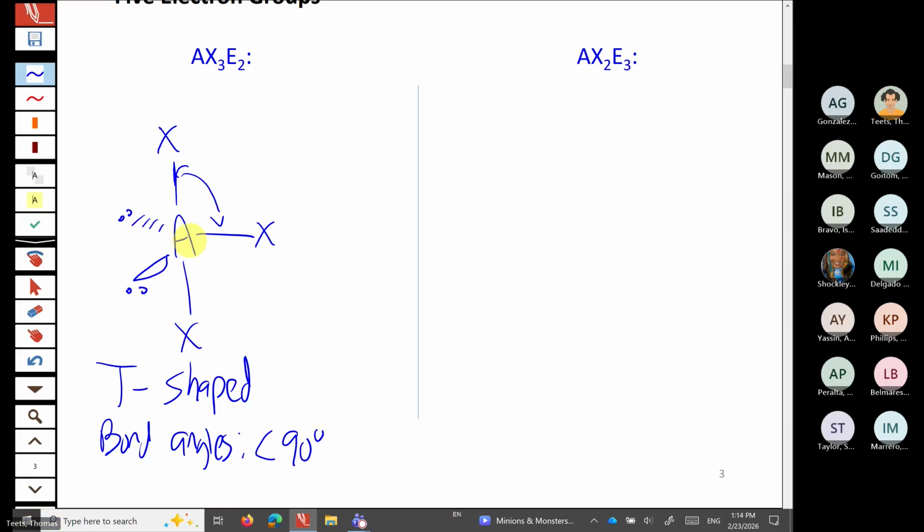And then finally, AX2E3. The formula of this compound only has 3 atoms in it. So as we said last time, the only 2 possibilities are going to be linear or bent. So if you see a formula that has 3 atoms in it, you have a 50-50 chance of getting it right if we're asking you for molecular geometry. Linear or bent in this case.